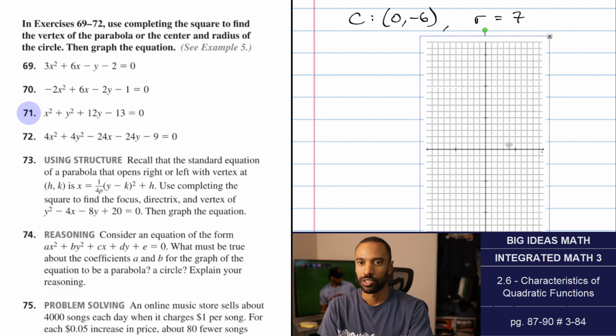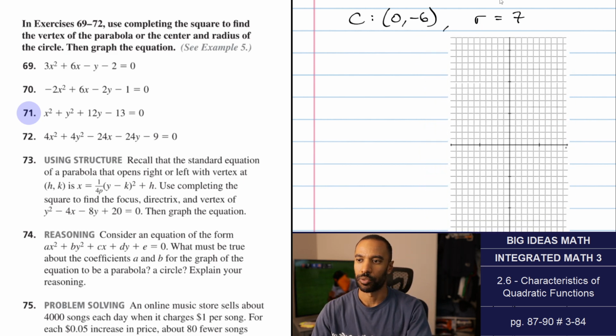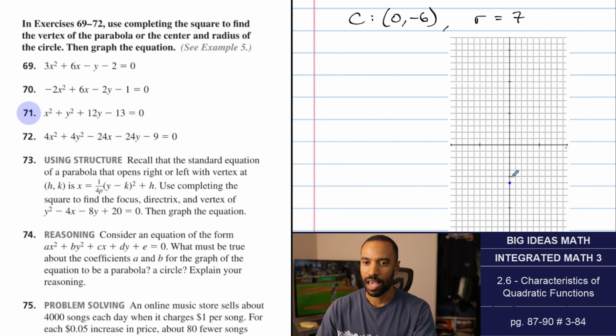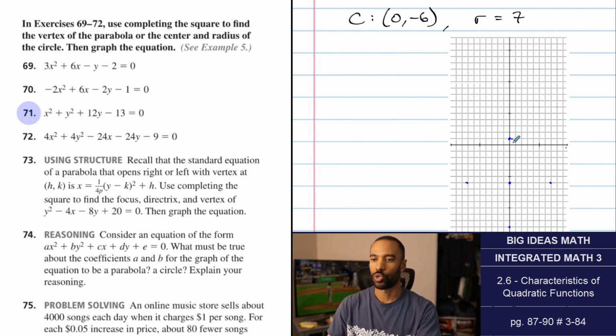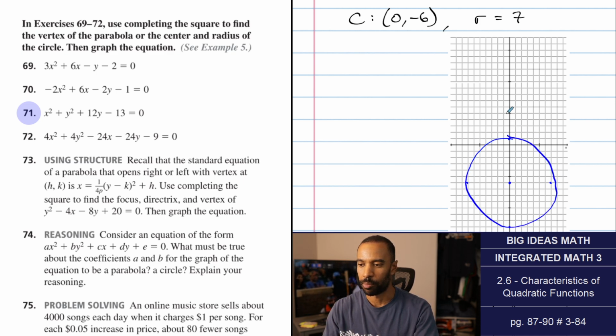Okay. Sorry about that. So I'm still using the tall graph, maybe I won't attach the other one. So I got 0, negative 6 as my center. If my radius is 7, I can go up 7, right 7, left 7, and down 7. And this is where I can fit my negative 13. Boom, like that. And I can draw the best circle I possibly can. It's actually not terrible, but whatever.